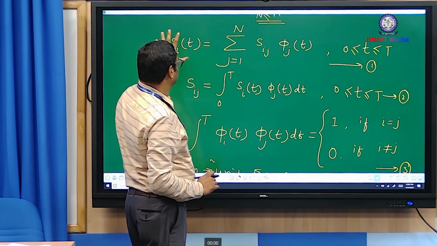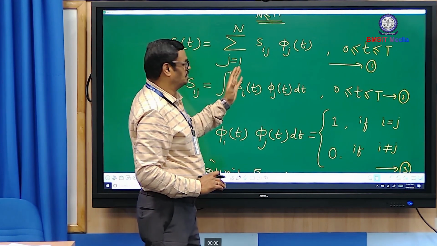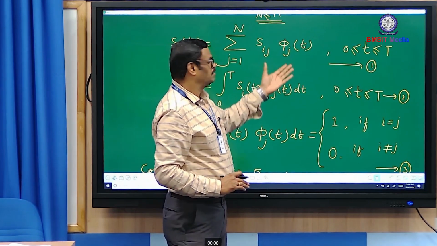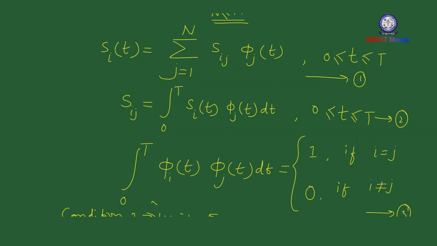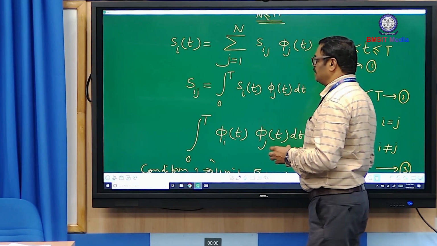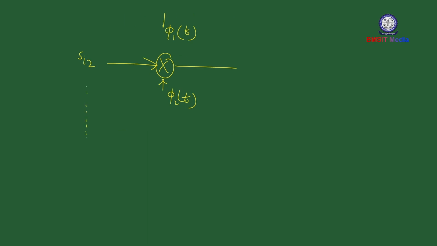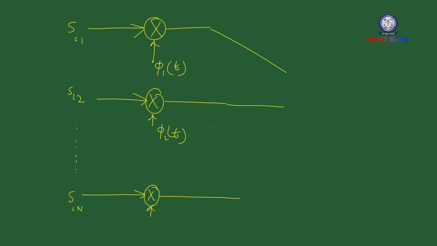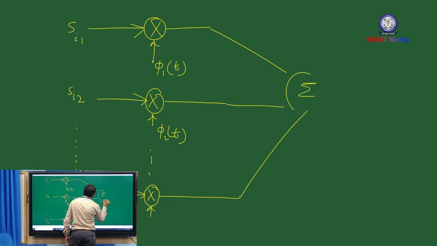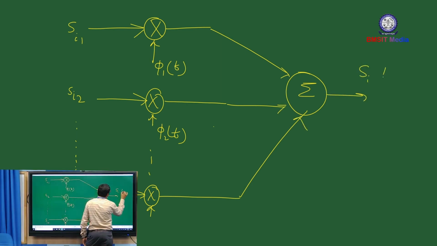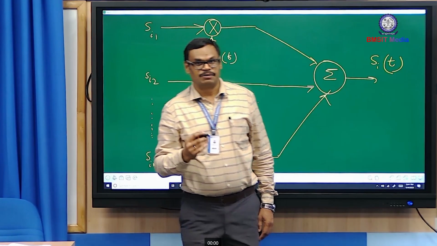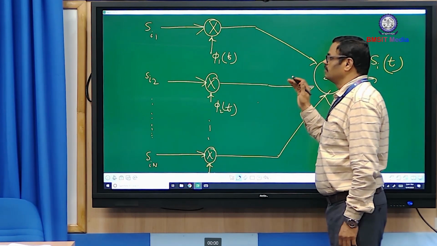So let us try to construct Si of t diagrammatically. From the coefficients, where each coefficient is multiplied by a different basis function, how do I get Si of t? Similarly, from the basis functions as well as the coefficients, how do I get back Si of t? Say Si1 is multiplied by phi1 of t, then Si2 is multiplied by the basis function phi2 of t, and so on up to SiN, which is multiplied by the basis function phi n of t. So all of these can be summed together. I can say it is Si of t. Whatever equation 1 I have written mathematically can be represented with a block diagram like this.